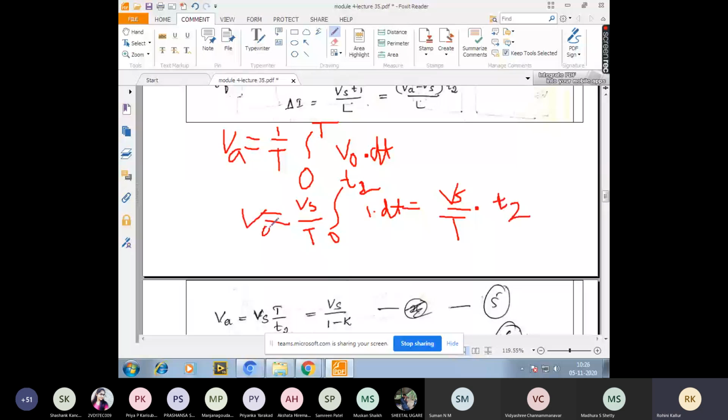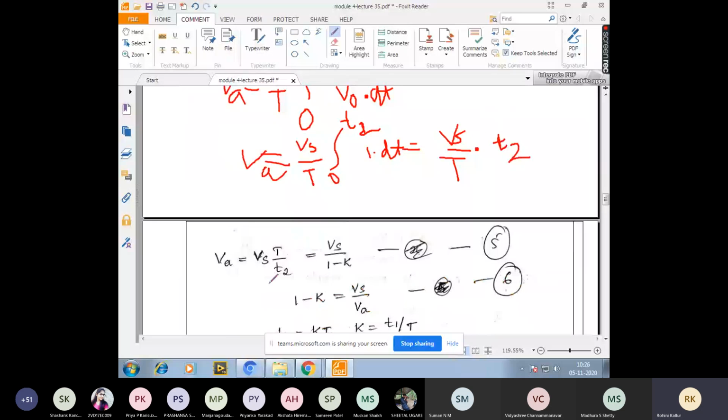So the equation for VA is Vs divided by T, whole divided by T2, which is nothing but Vs divided by, this is capital T. We know T2 is equal to 1 minus K into T. I'll substitute this here. So it will be T divided by 1 minus K into T. T cancels. What is left is Vs divided by 1 minus K. We'll call this equation number 5.